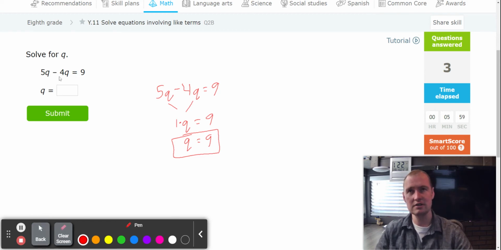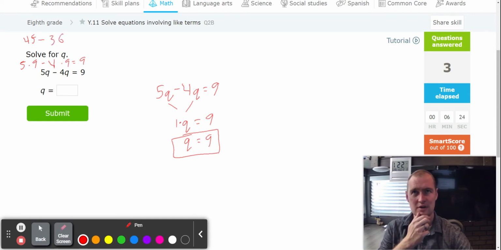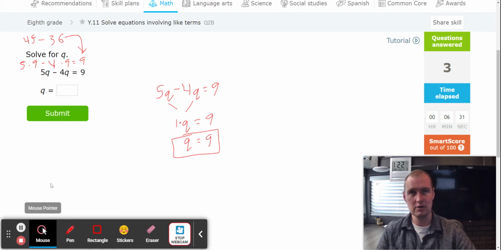And once again, you can check it. We can do 5 times 9, subtract 4 times 9, supposedly equals 9. So 5 times 9 is 45. I'll put it up here. So 45 minus 4 times 9, 4 times 9 is 36. So is it true that 45 minus 36 is equal to 9? Yep, looks good to me. So I'm going to go with q equals 9.